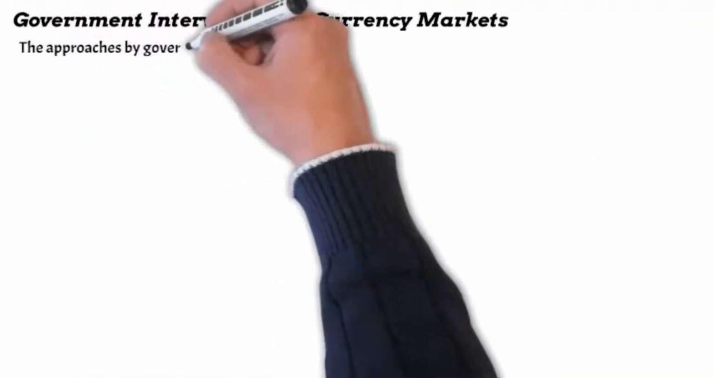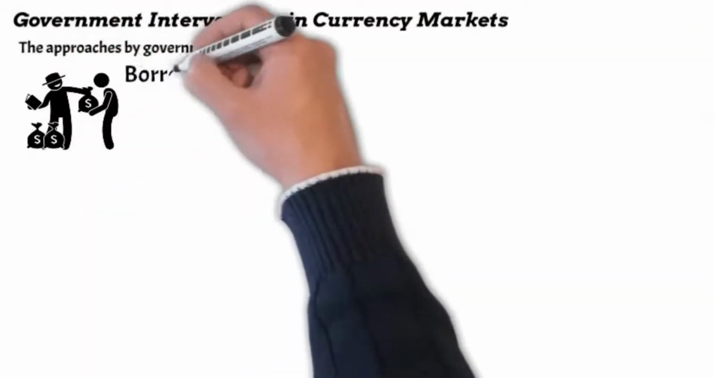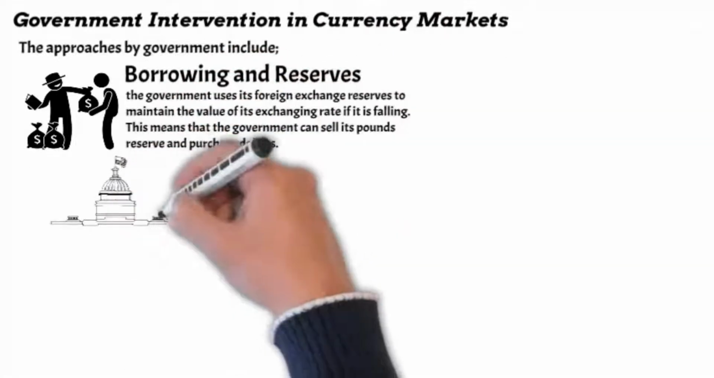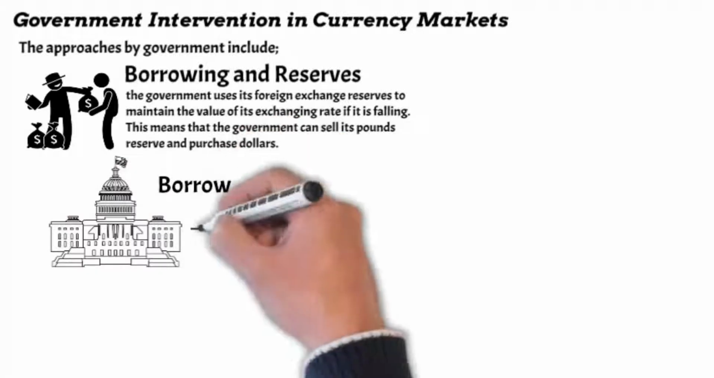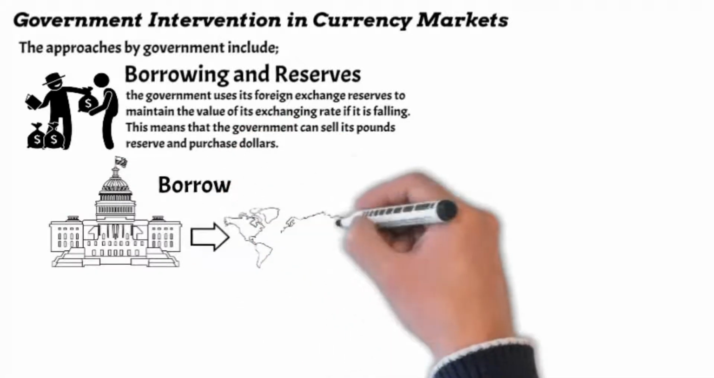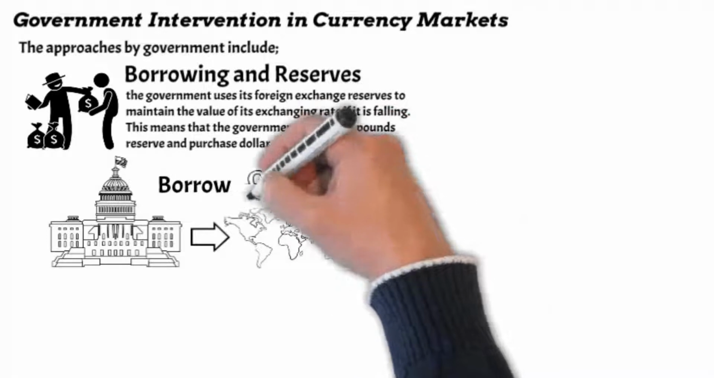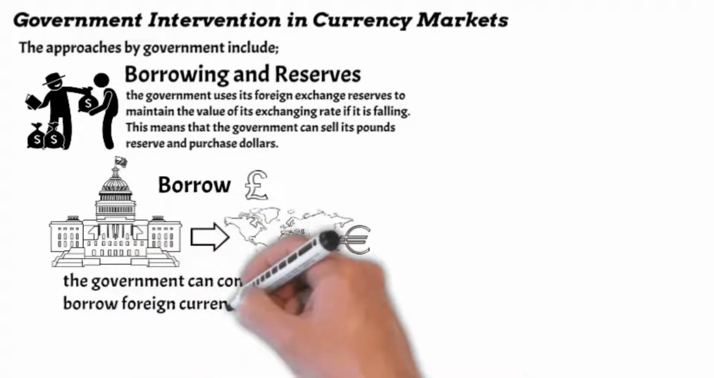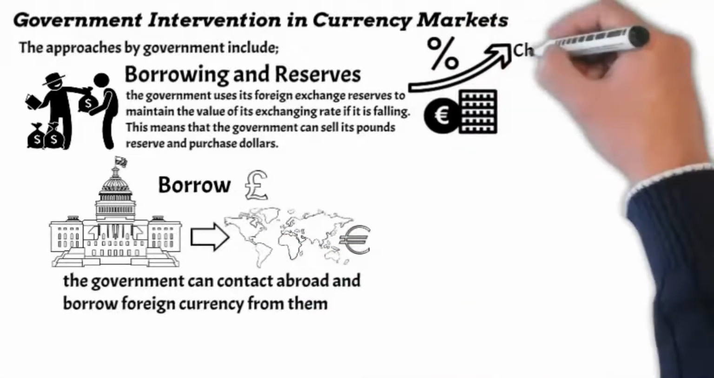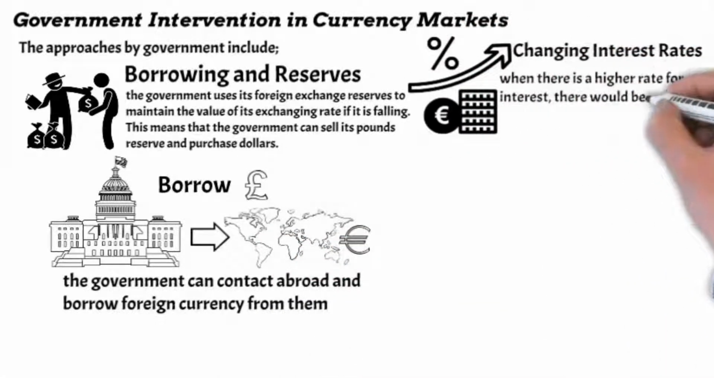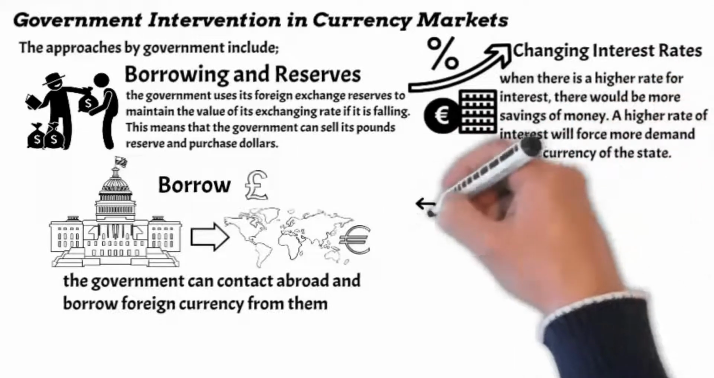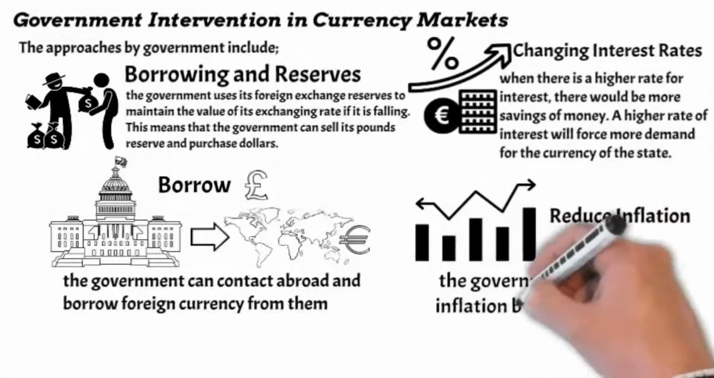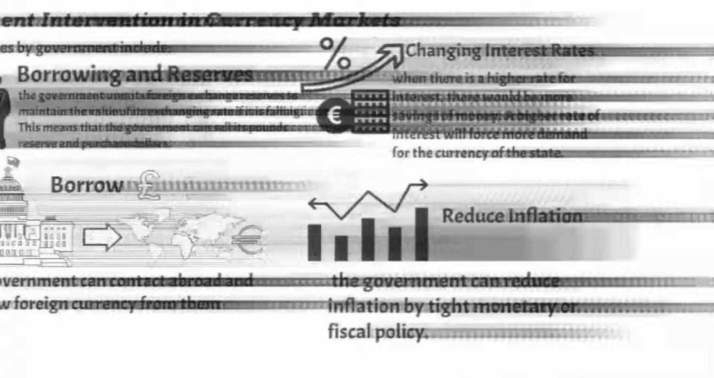Government intervention in currency markets. The approaches by government include borrowing and reserves. The government uses its foreign exchange reserves to maintain the value of its exchange rate if it is falling. This means that the government can sell its pounds reserve and purchase dollars. Borrow: the government can contact abroad and borrow foreign currency from them. Changing interest rates: when there is a higher rate of interest, there would be more savings of money. A higher rate of interest will force more demand for the currency of the state. Reduce inflation: the government can reduce inflation by tight monetary or fiscal policy.